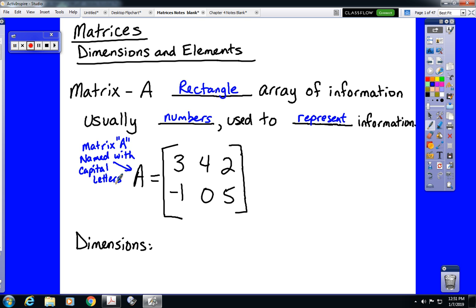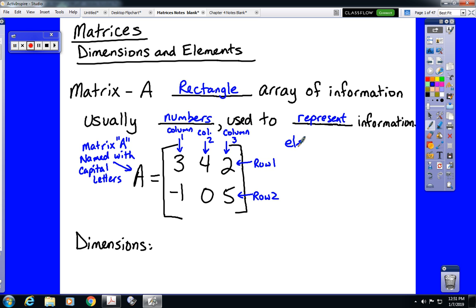Matrix A has two rows, row 1 and row 2. That is, this entire row is row 1, this is row 2. And it has 3 columns, column 1, column 2, and column 3. This is column 1, column 2, column 3. In other words, we can represent this information.